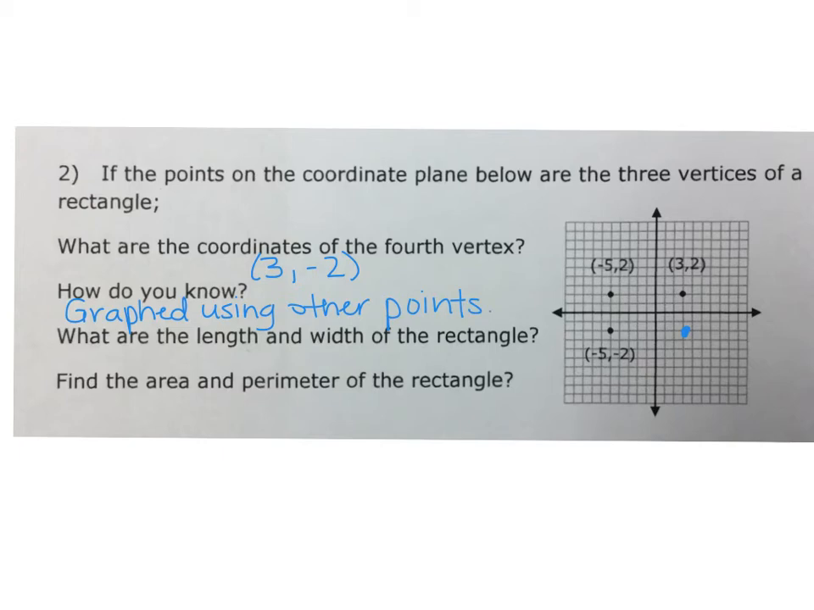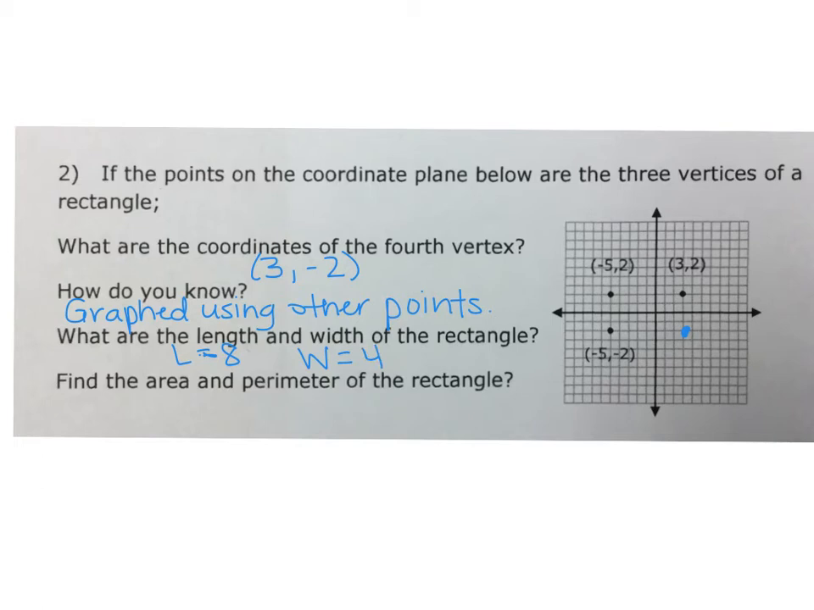What are the length and width of the rectangle? Well, I'm looking at my difference between my 2 different ones, so that's a 5 and a 3. So that means that the length would be 8. My width, I have 2 and -2, so 2 plus 2 would give me 4 for my width.